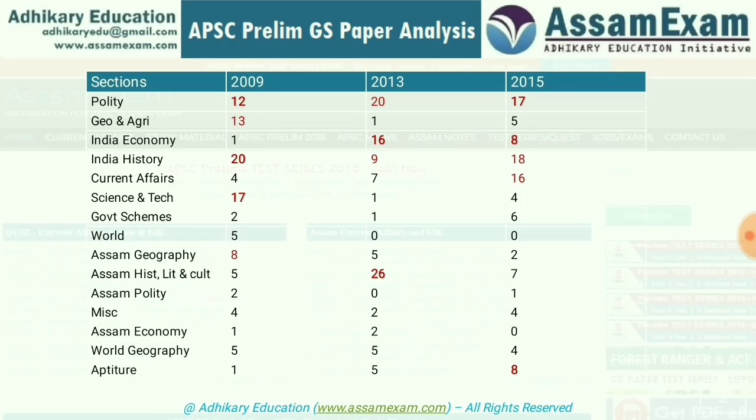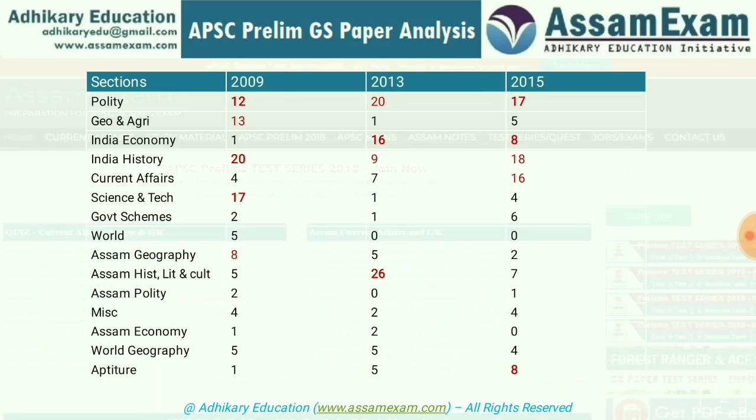Then if you see 2013, in the polity section 20 questions came. So polity you see across the years: for 2009 it is 12, 2013 it is 20 questions, 2015 it is 17 questions. So Indian polity itself will have a huge number of questions. You can average it out to around 15, more than 15 questions every year. So you can think of it as a very important subject.